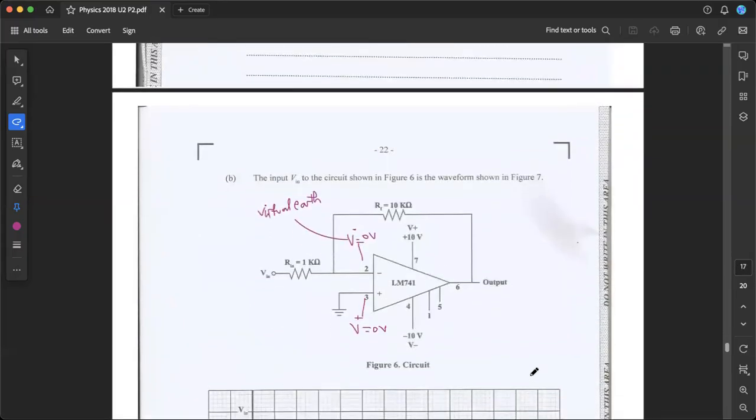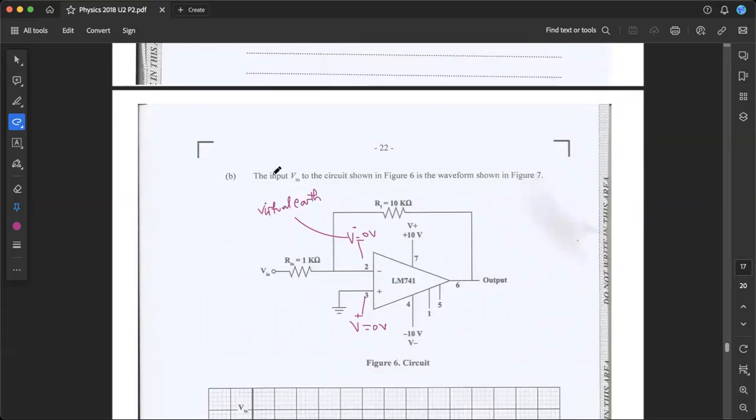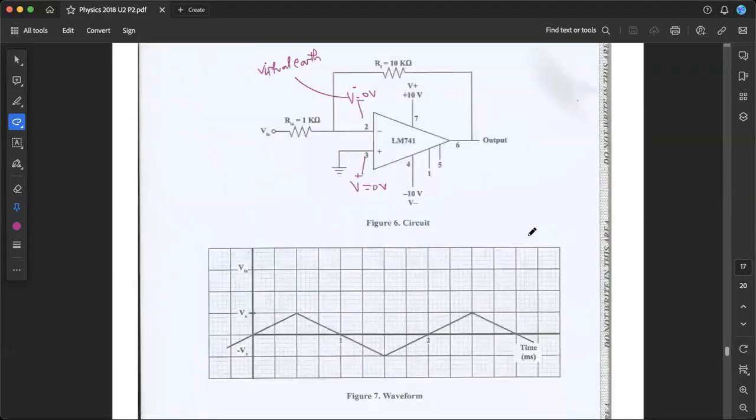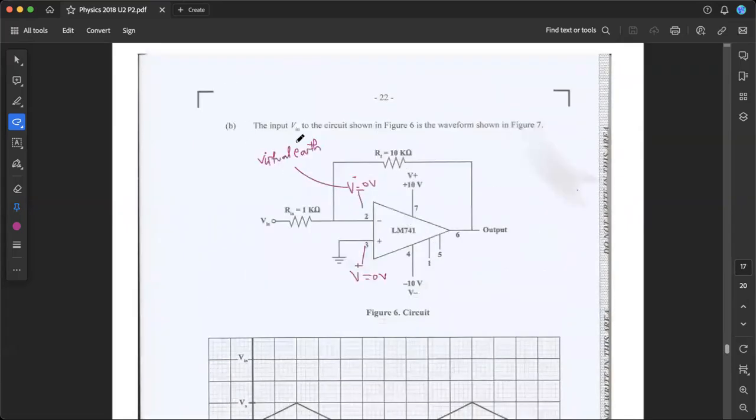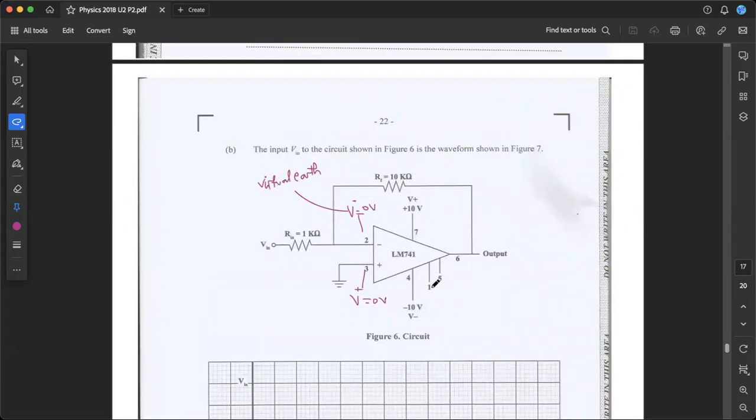So moving right along, they're showing us the input to the circuit shown in figure 6. The waveform is shown in figure 7. So this is the waveform for the input to the circuit that's shown here. And this circuit is an inverting amplifier. We know that because we see that the V-in goes towards the inverting node, which is minus here.